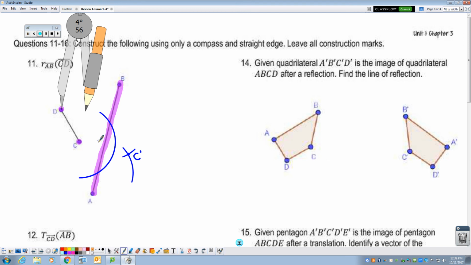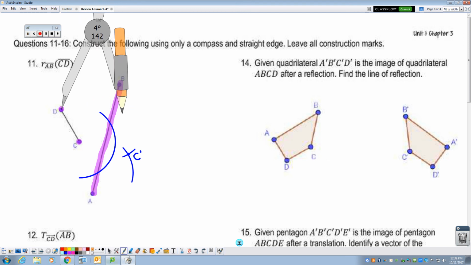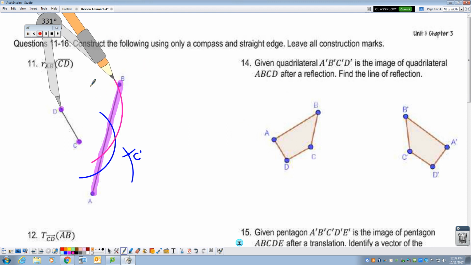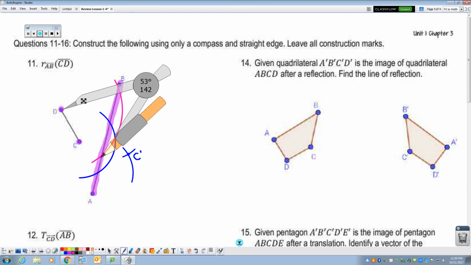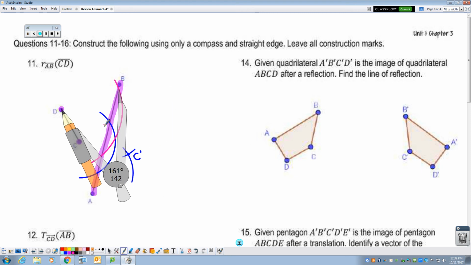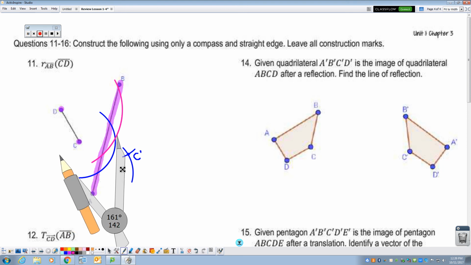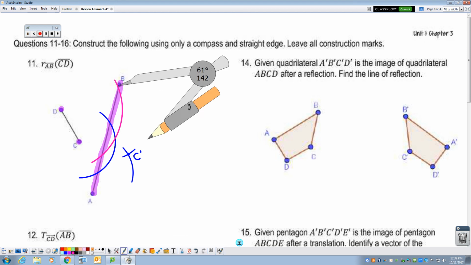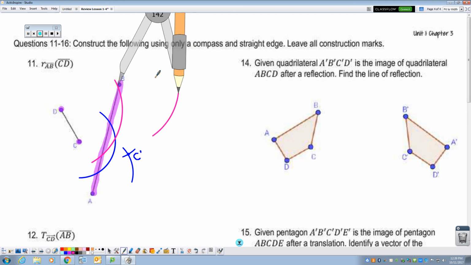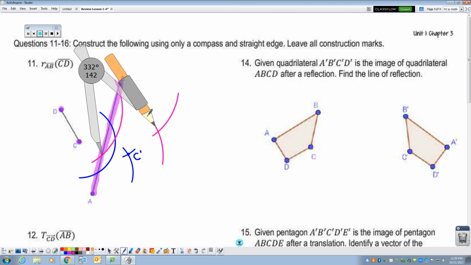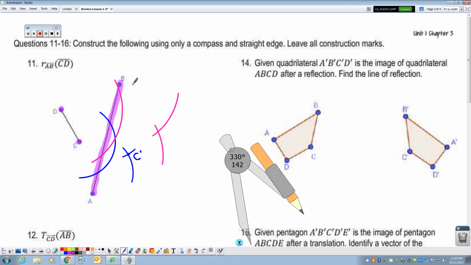So we're going to do the same thing for D. I'm going to change colors because I'm using a new radius. And I'm going to draw an arc that hits my line twice. I'm going to measure from one intersection to D. Conveniently the radius I already used. And we're going to draw an arc from one endpoint and also from the other, and where they meet must be D prime.